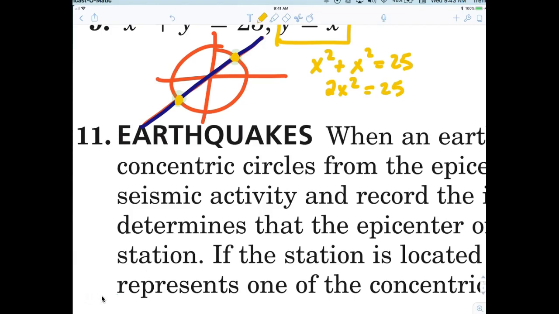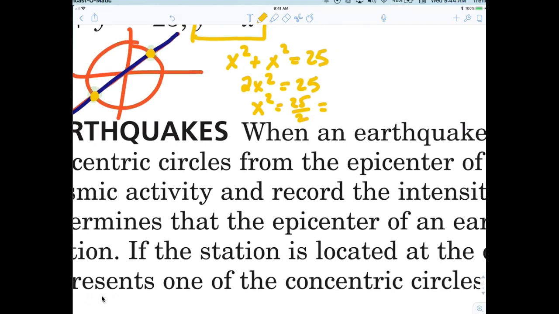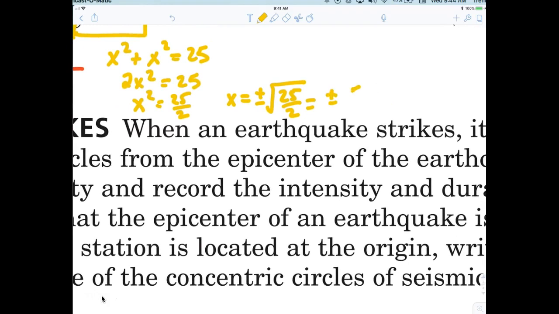You cannot take the square root through addition. So x squared plus x squared, and then x squared, and then take the square root of the other x squared? Genius. Wait, why not? Oh, you're going to do that whole process of multiplying the denominator. Yeah, you're going to do that. So the x coordinate is plus or minus 5 divided by the square root of 2.